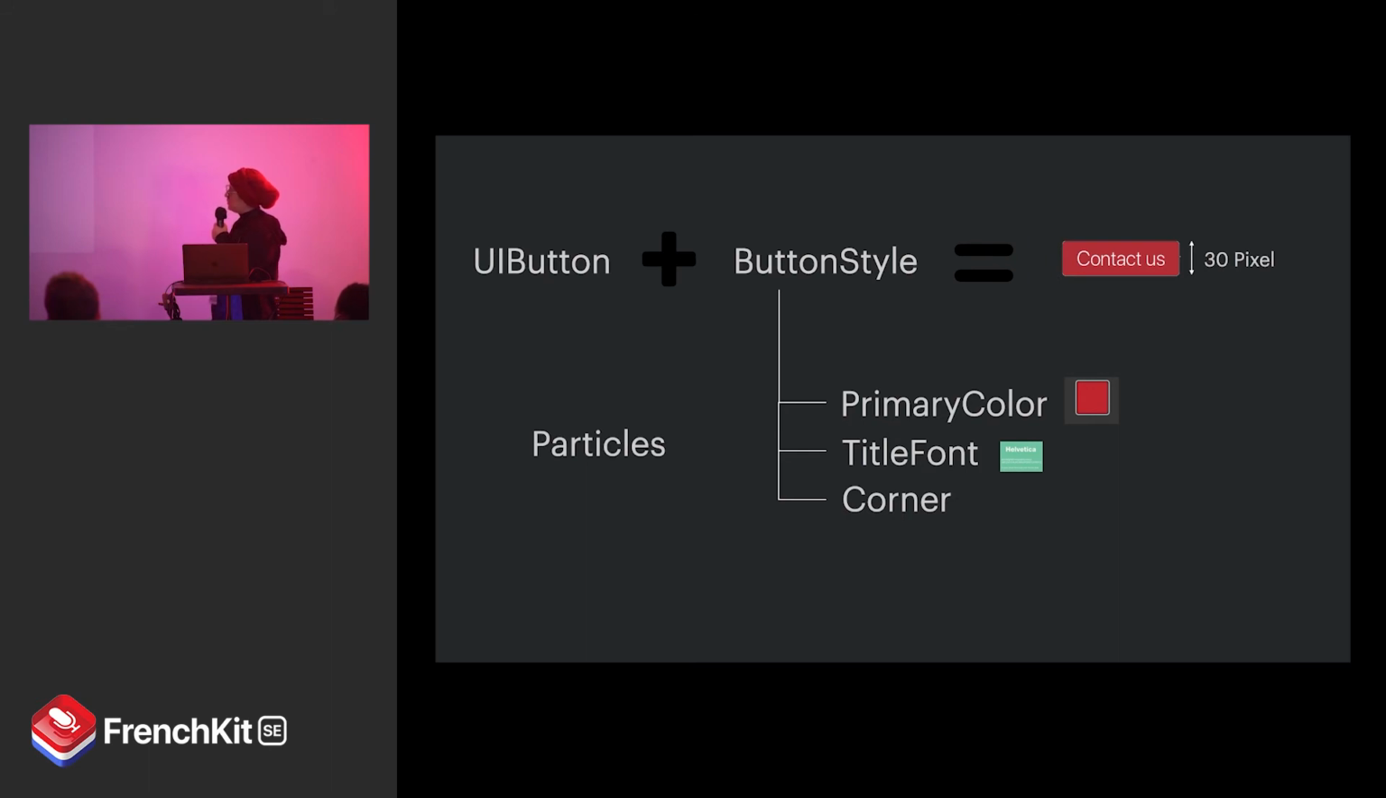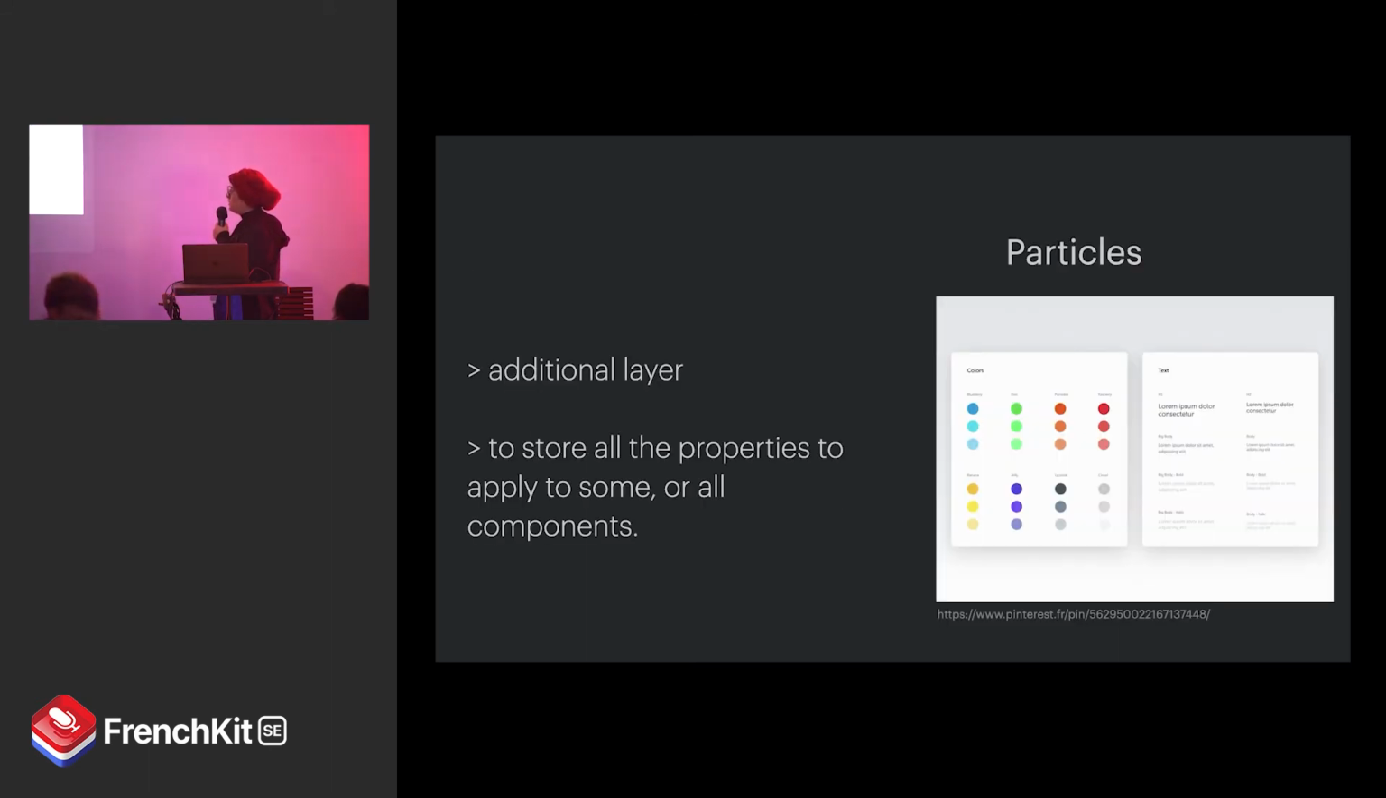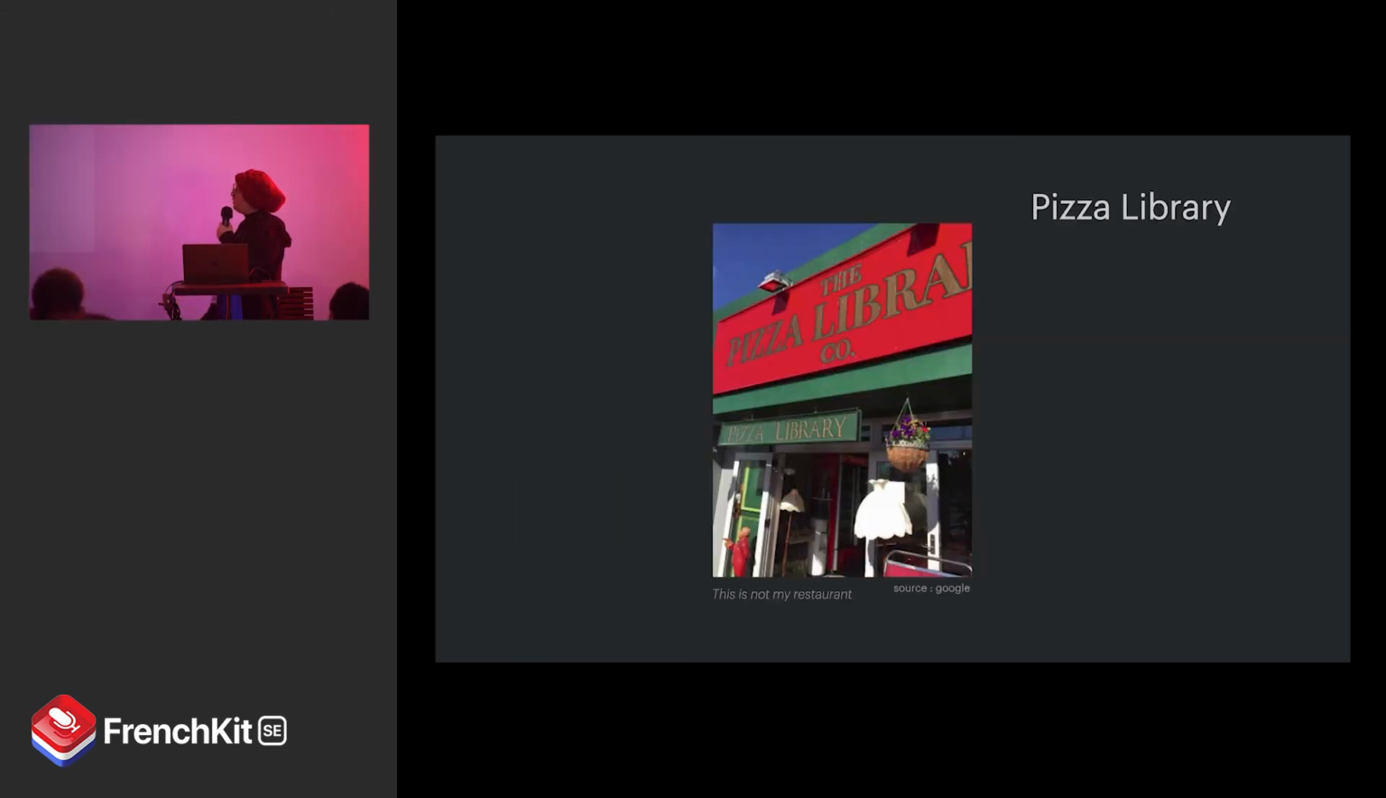So what is a particle? A particle is an additional layer on top of atomic design. It stores all the properties that can be applied to some or all components to style them. For styling, I will introduce you to my pizza library. So this is not my restaurant, to be clear.